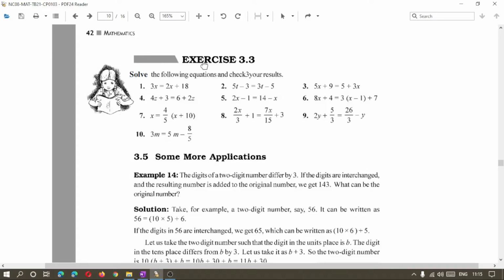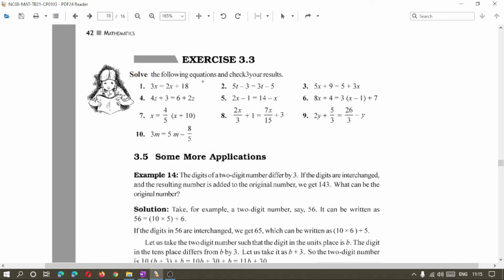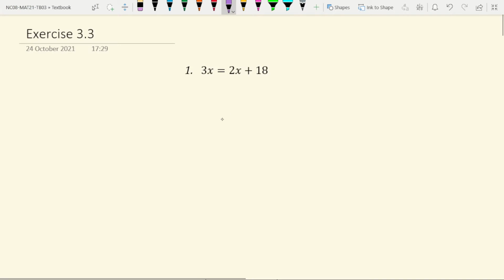So in this video we will be solving our exercise 3.3. In exercise 3.3 the question is: solve the following equations and check your results. So all we have to do is solve the equations, find the value of the variables and then check our result, whether our answer is right or not. Let us begin. The first question given is 3x is equal to 2x plus 18.